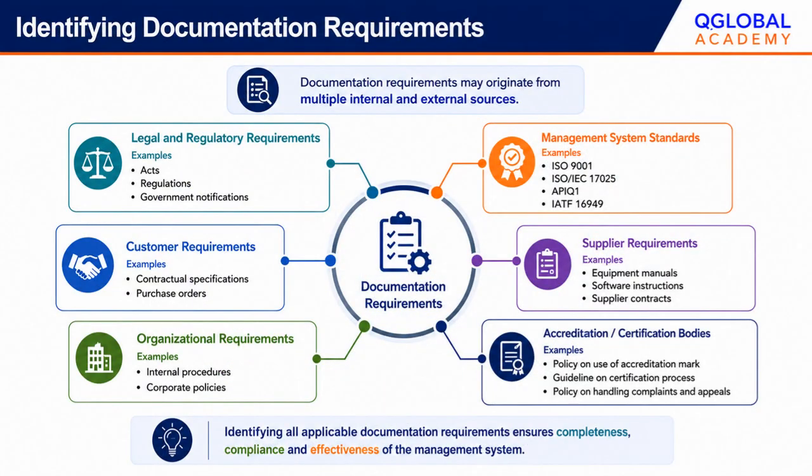Organizations create documents for many different reasons. Some requirements come from legal and regulatory authorities. These include laws, regulations, and government notifications that the organization must comply with. Many documents are required by management system standards, such as ISO 9001, ISO/IEC 17025, API-Q1, or IATF 16949. These standards specify the documented information needed to support the management system.